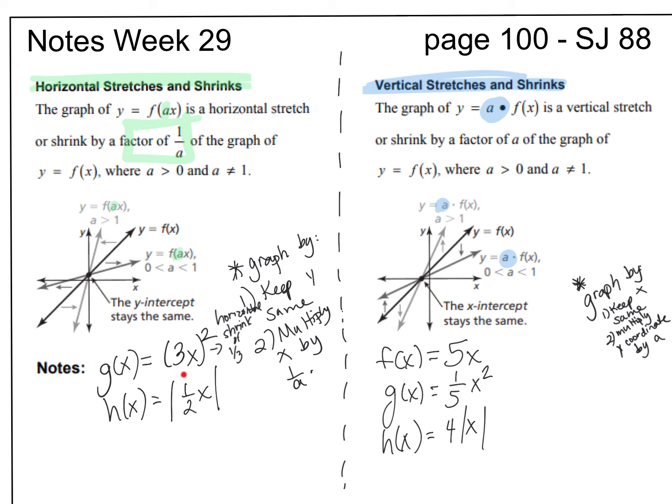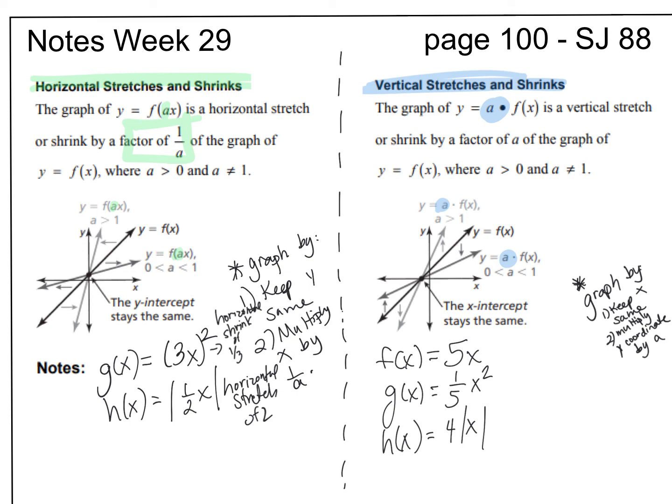Then when I look at this one, this multiplying by 1/2, I know that's a horizontal stretch of 2. We're doing the reciprocal of these numbers. The reciprocal of 3 is 1/3. The reciprocal of 1/2 is 2. And then you base the stretch or the shrink on the 1/a value. So this is a horizontal stretch of 2.